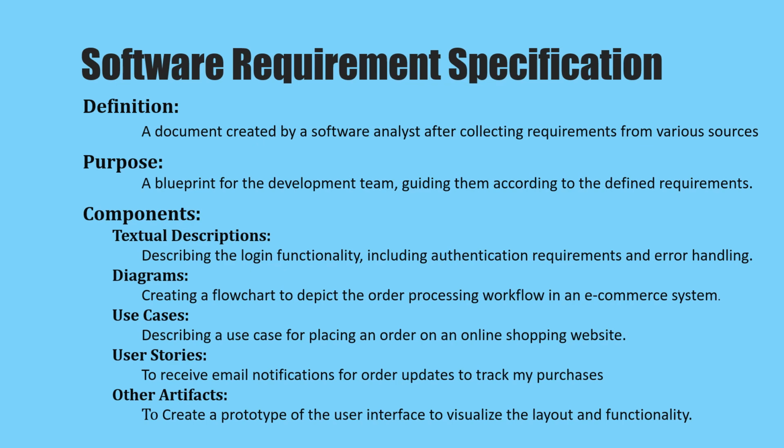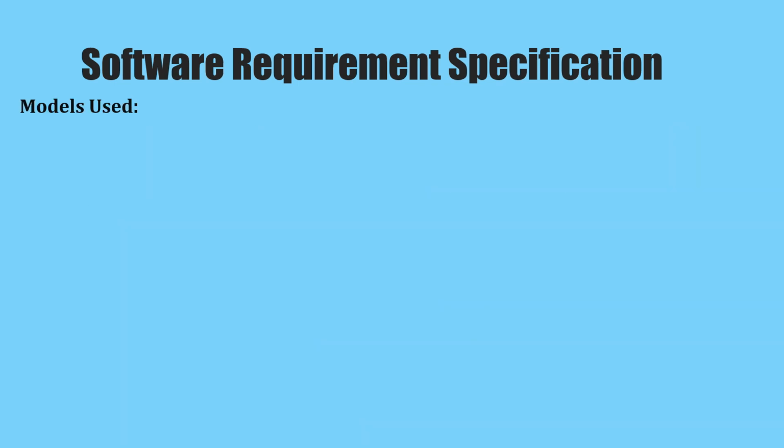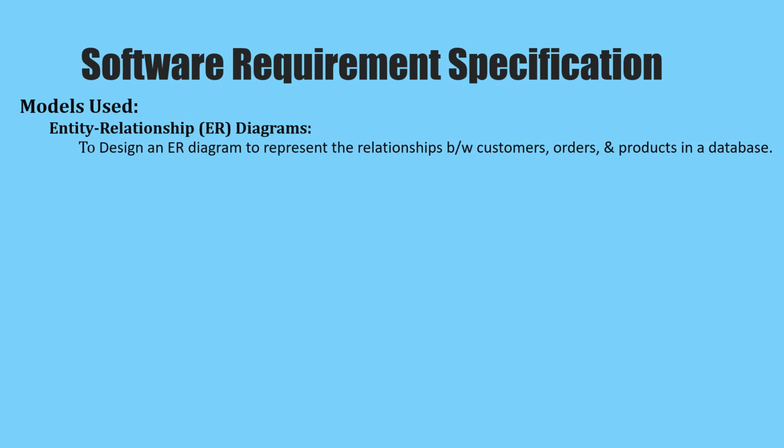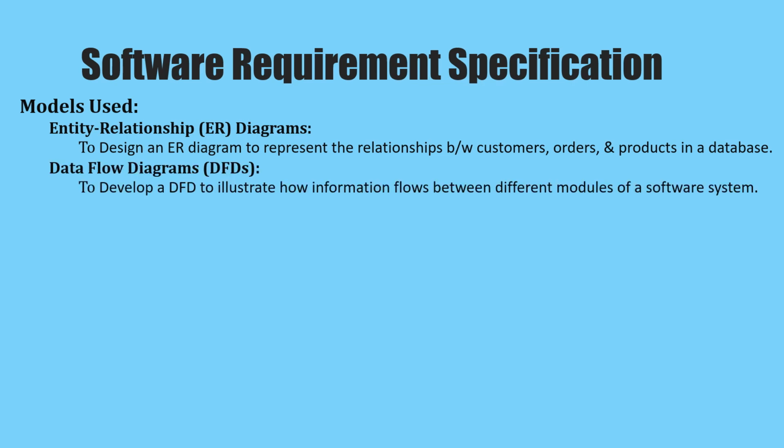Other artifacts: creating a prototype for the user interface to visualize the layout and functionality of the software. Software requirement specification models used. Entity relationship (ER) diagrams: designing ER diagrams to represent the relationships between customer orders and products in a database. Data flow diagrams (DFDs): developing a DFD to illustrate how information flows between different modules of a software system.